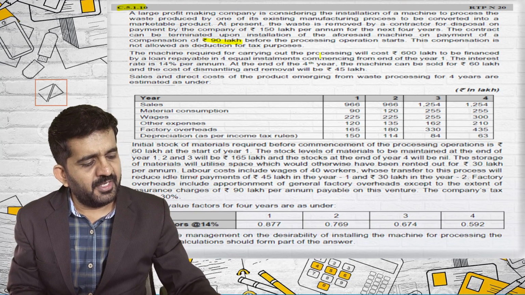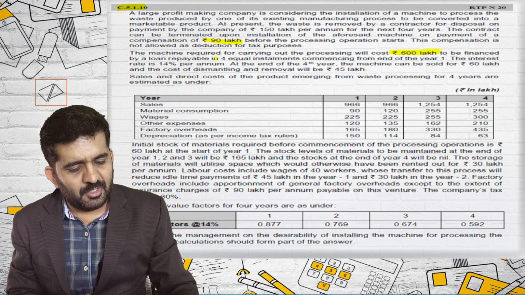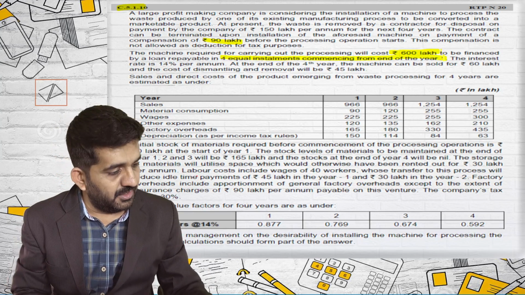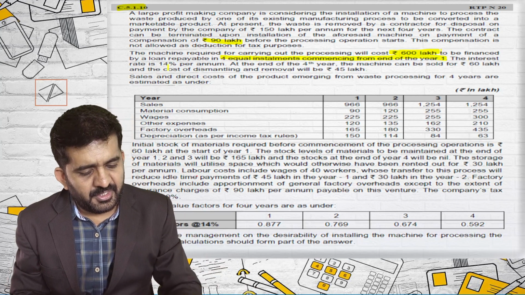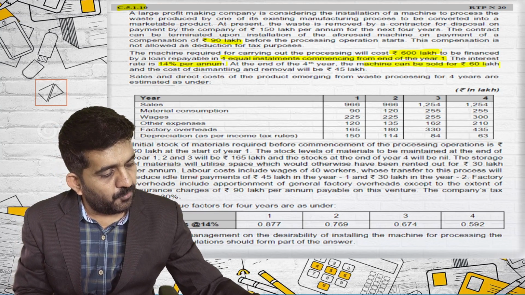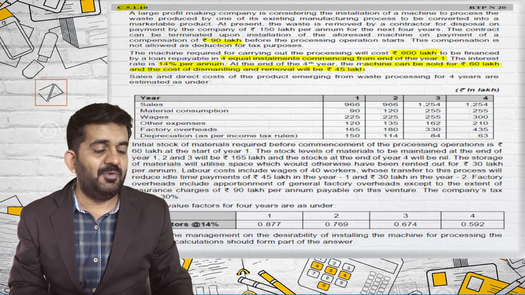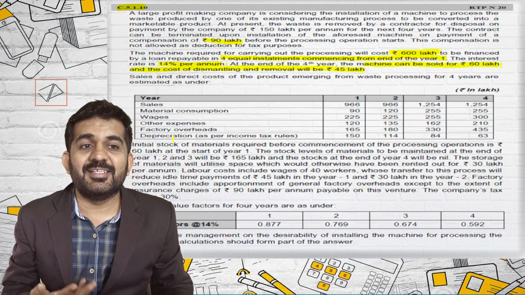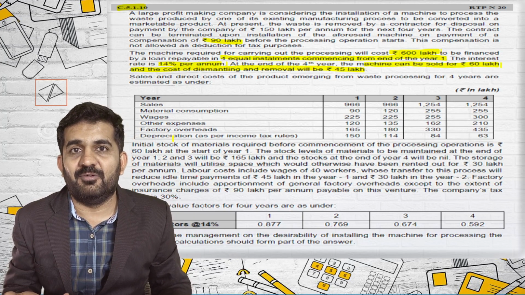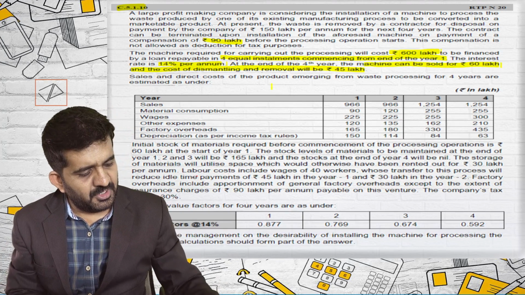The machine required for carrying out the processing will cost 600 lakhs, that is 6 crore rupees, to be financed by a loan repayable in 4 equal annual installments commencing from the end of the 1st year. The interest rate is 14% per annum. At the end of the 4th year, the machine can be sold for rupees 60 lakhs and the cost of dismantling and removing will be 45 lakhs. So you can get 60 lakhs rupees from the machine, but you will have to dismantle and remove it, and it will cost you 45 lakhs. That means net in your hand, you will be getting only 15 lakhs, that is 60 minus 45.